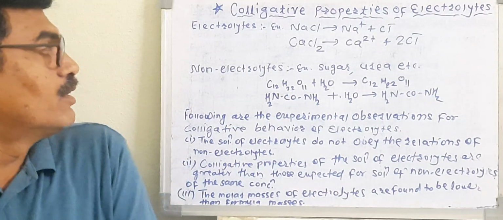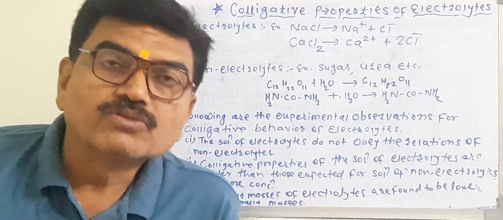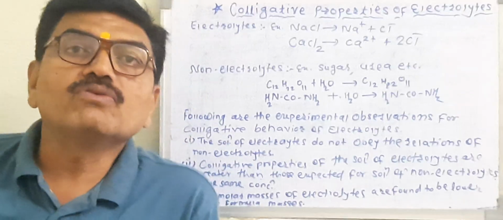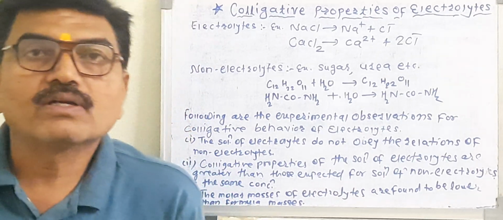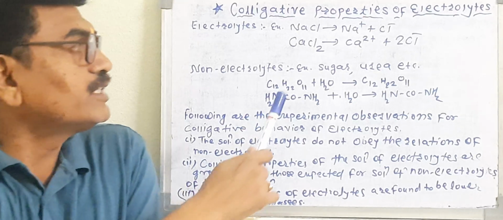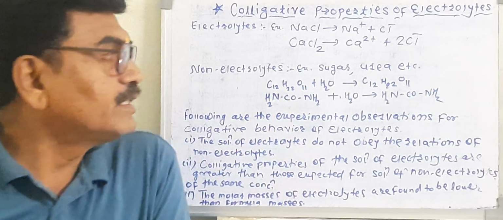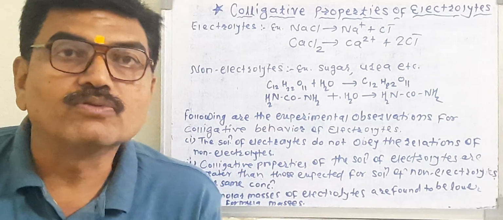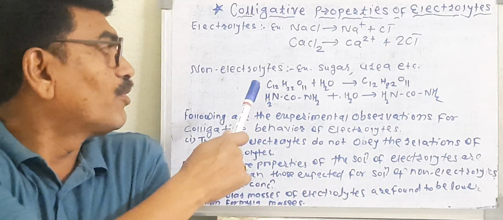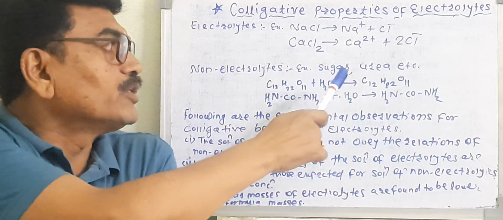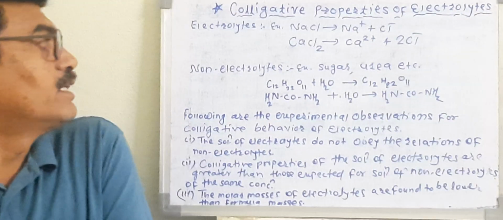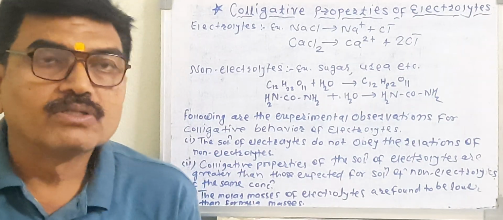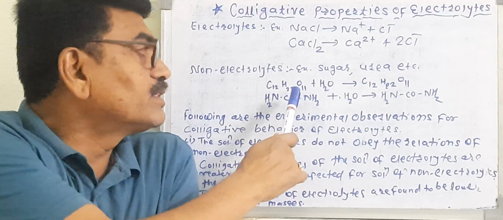While non-electrolytes are the substances that do not dissociate. They remain in the form of molecules in the solution. For example, we know sugar and urea are non-electrolytes. So the dissolution of such substances is shown like this.